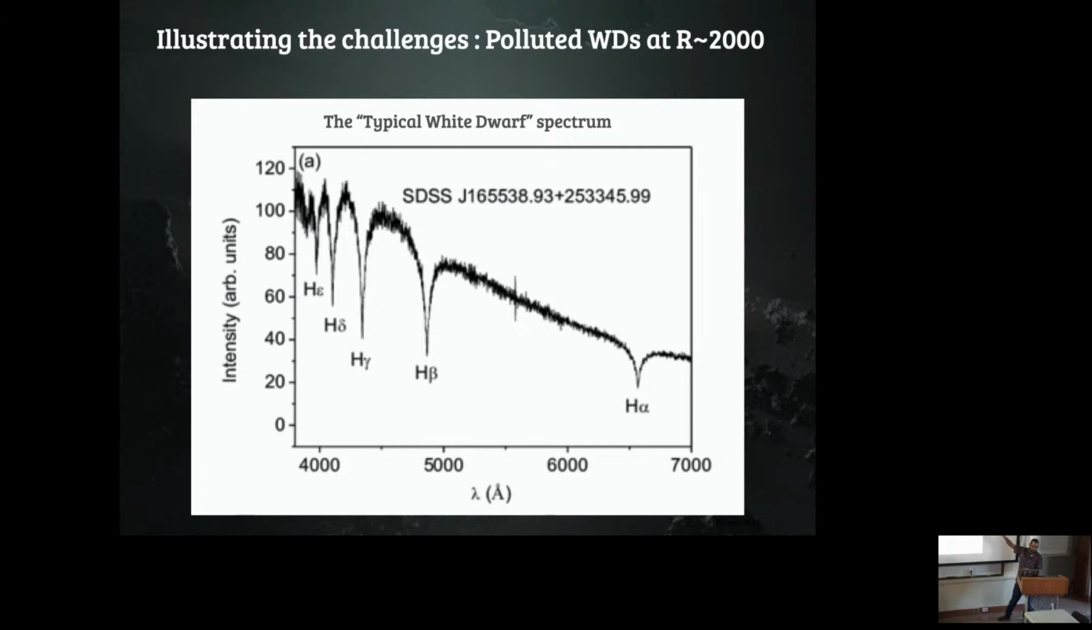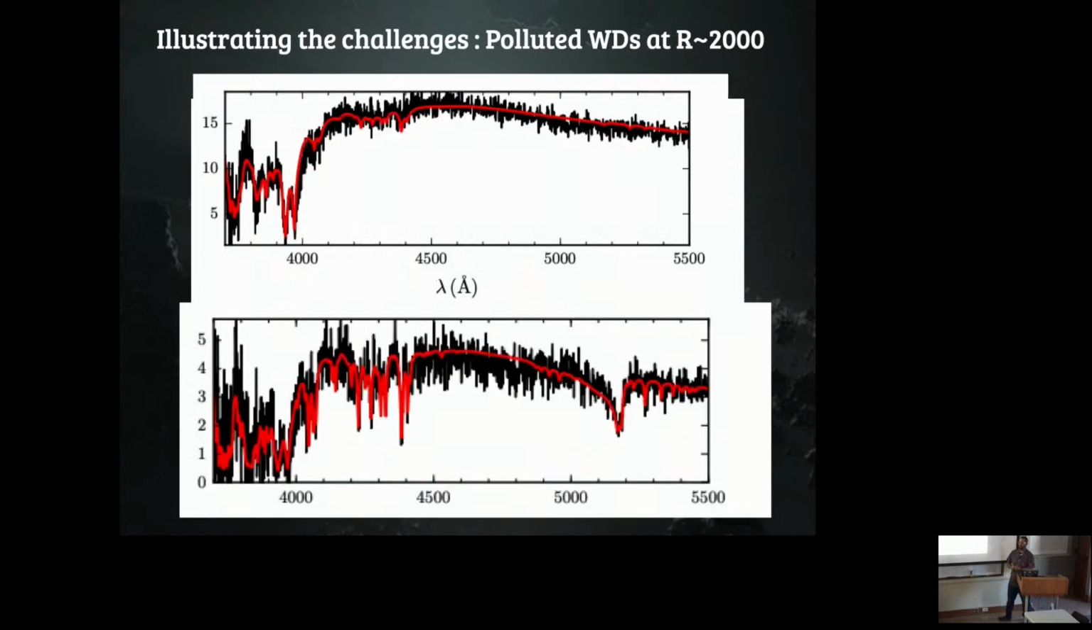Notice that it peaks in the UV. You've got the broad hydrogen Balmer lines. And then this is what a polluted white dwarf looks like. So significantly different spectral quality, different spectral features. These are like calcium H and K, magnesium triplet, and so forth.